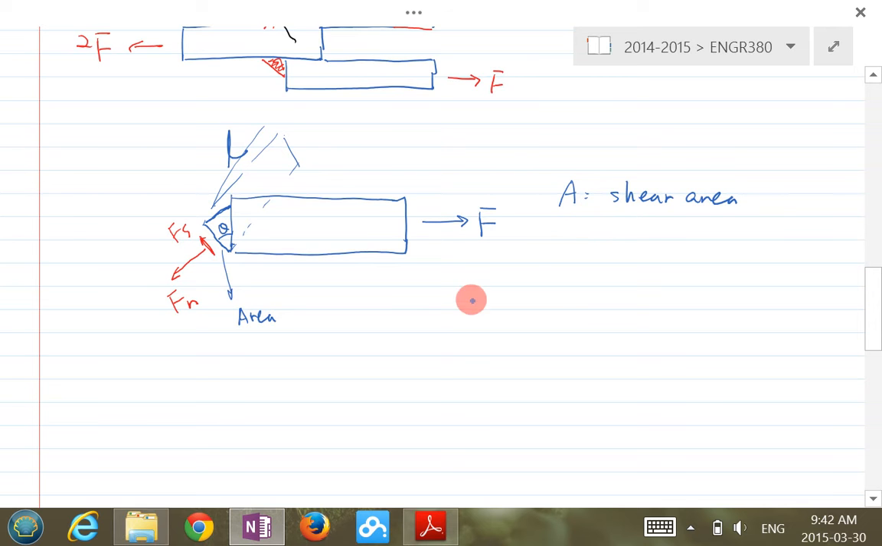So here you need to use a little bit of high school geometry now. So if I draw it like this, okay?